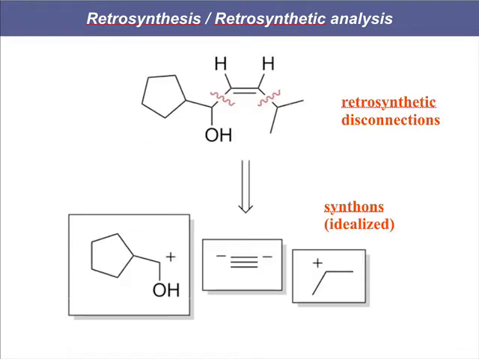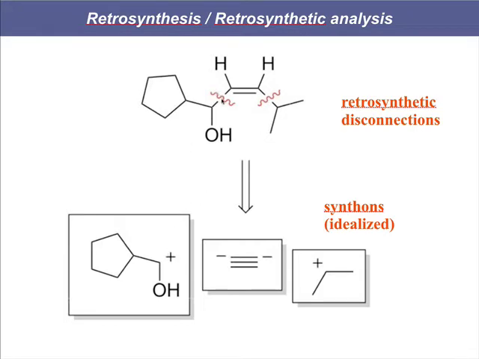I'm going to look at these specific bonds here, and I'm going to imagine disconnecting those bonds. So if I disconnect these bonds, this is what I would have. I could have a negative charge on a carbon here. That would be this carbon here, a negative charge there, and then a positive charge on this carbon right there.